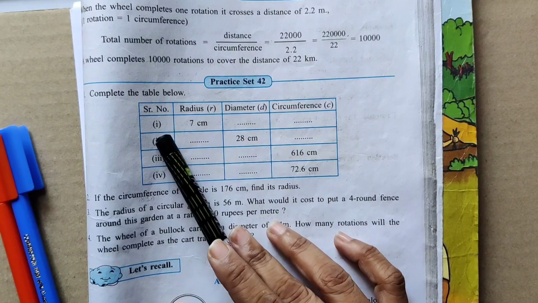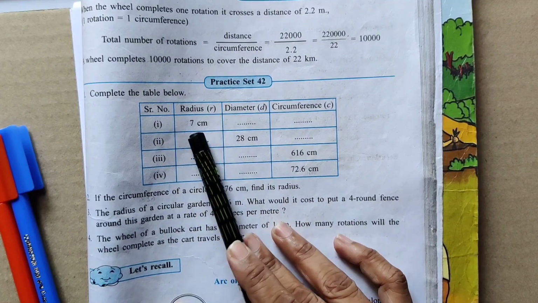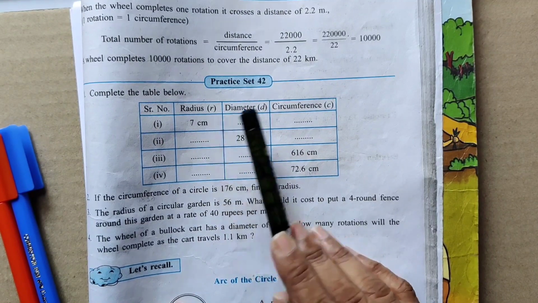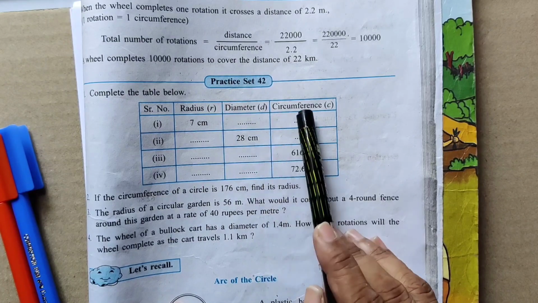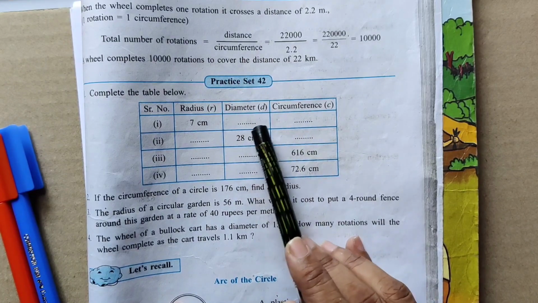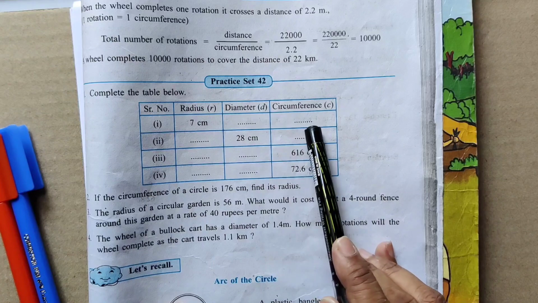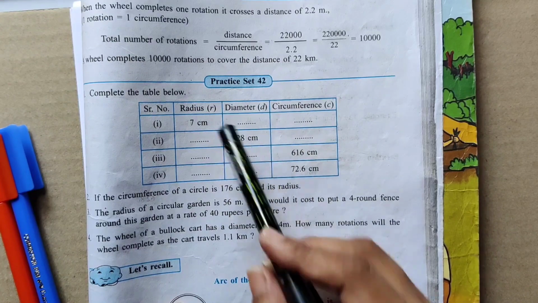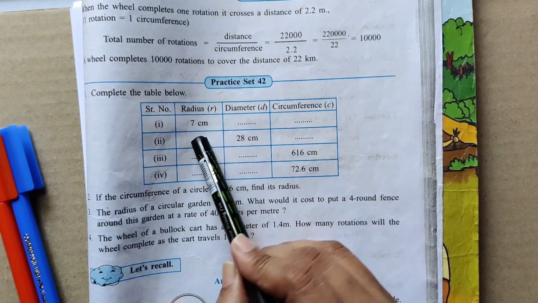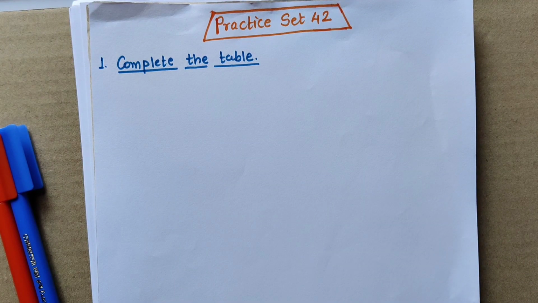So see, in the first sum, radius r is 7 cm given. We have to fill in the blanks for diameter and circumference. That means we have to find the value of diameter and circumference. So let us see. First, radius r is equal to 7 cm is given to us. That I am going to write here.